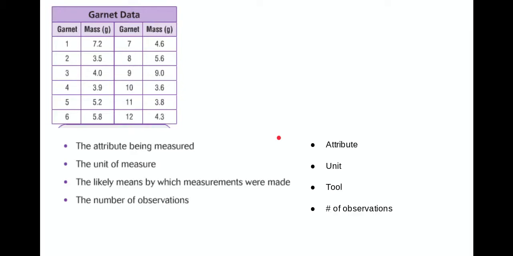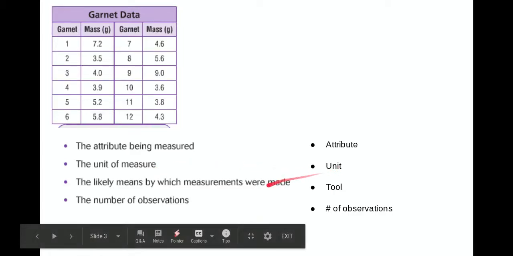So on your paper that you have in front of you right now, why don't you write down that this is the Unlock the Problem for lesson 12.2. And why don't you put a bullet and write attribute. Then we have unit of measure. Instead of unit of measure, we will just say unit. This one will trim down from likely means by which measurements were made, and we'll just change it to tool. What thing did we use to record our measurements? What tool, what piece of equipment did we use?